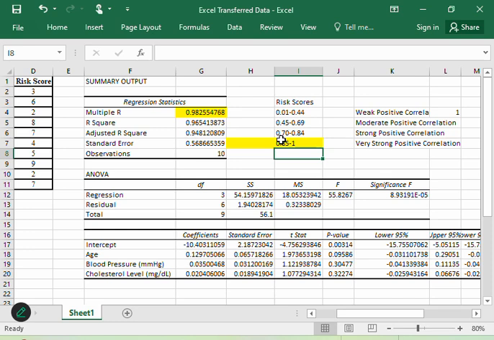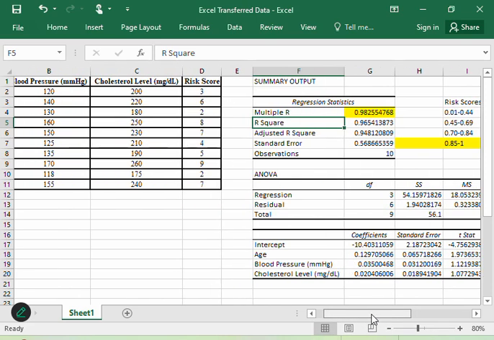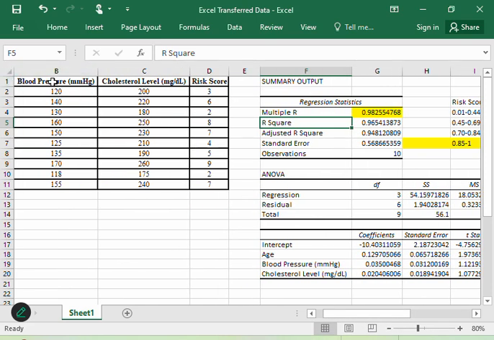Now, multiple, what we call R square. We have here R square. R square is used to measure what percentage the independent variables contribute to the dependent variable. What influence do they have on the dependent variable? What effect does age, blood pressure, and cholesterol level have on the risk scores?